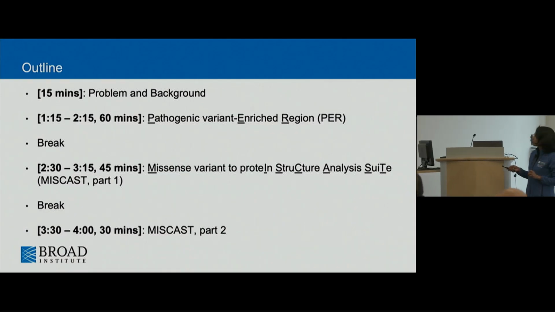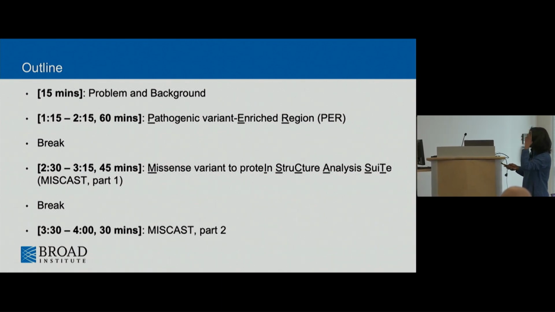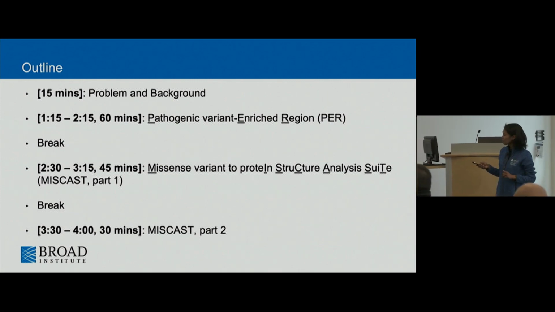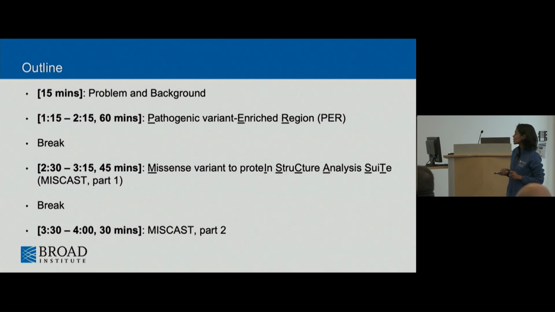And then for 60 minutes, we'll go through the first tool, PER, a pathogenic variant-Enriched region, and then we'll have a break. The second half will be on MISCAST, Missense variant to protein structure analysis suite. And we will have another break here too.